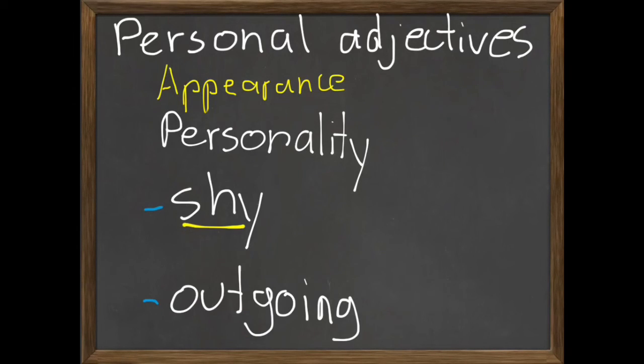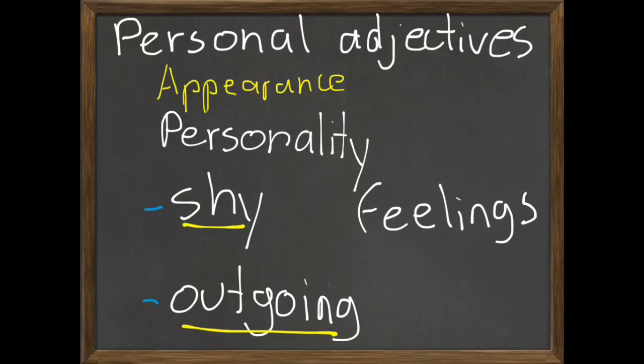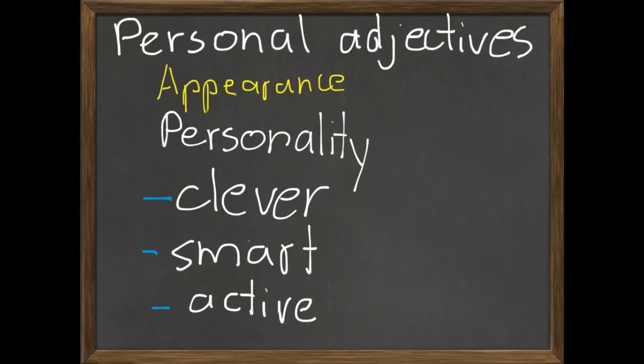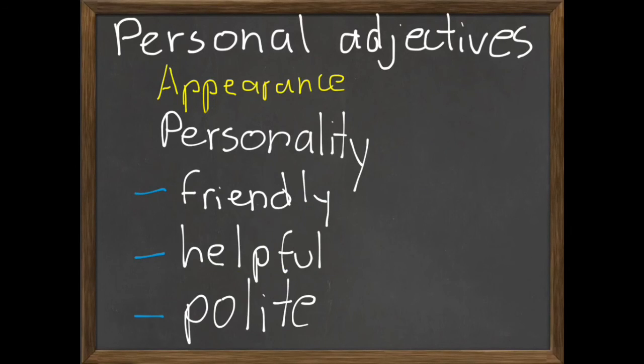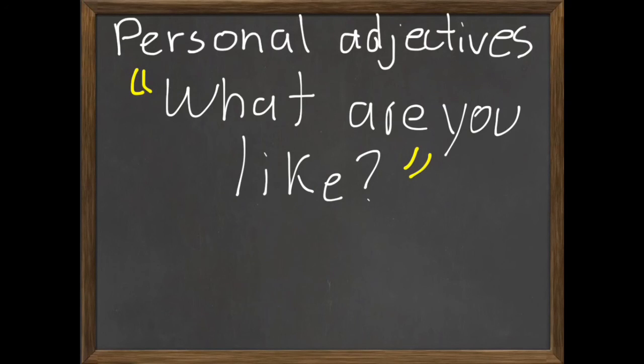Being shy is not necessarily a bad thing. It means that people like to keep their feelings to themselves, and they don't show them quite easily. On the other hand, outgoing people show their feelings, and so they can make friends more easily. Some things that can help a shy person be more outgoing is to be more clever or smart and stay active so you can make more friends. As well as we mentioned earlier, being friendly, helpful, and polite. So what are you like?